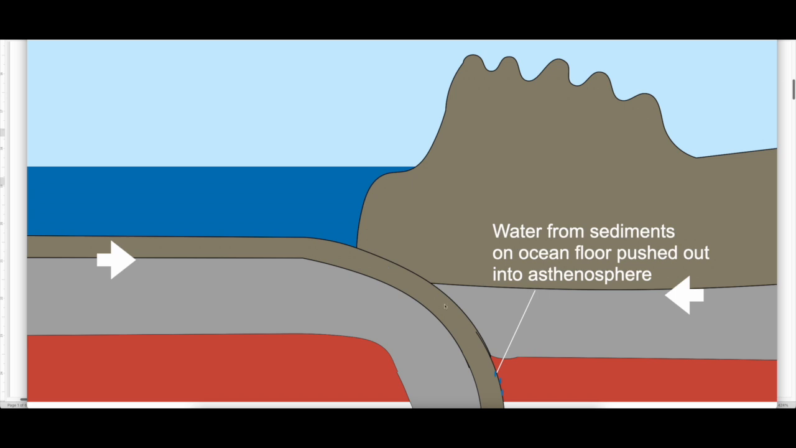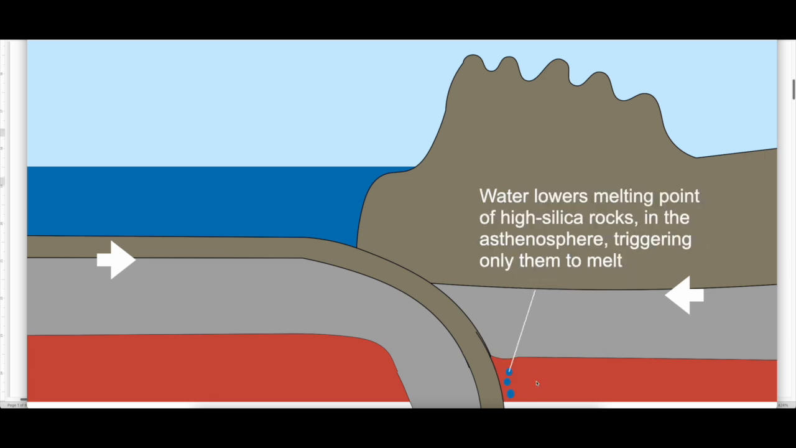So once it's pushed into the asthenosphere, the heat and the pressure will force the water out into the asthenosphere. Okay, now what happens when this water is in the asthenosphere? It will cause the rocks in the asthenosphere to lower their melting point, but only for the high silica rocks. So the low silica rocks, nothing happened to them, but the high silica rocks, the melting point will lower. As a result, it triggers only the high silica rocks to melt, forming high silica magma.